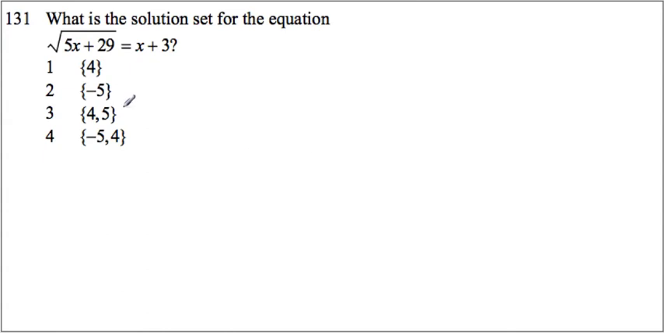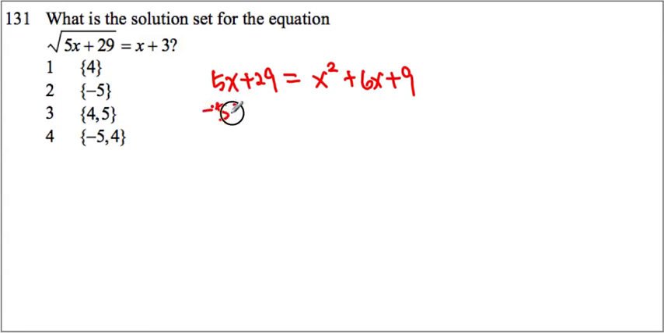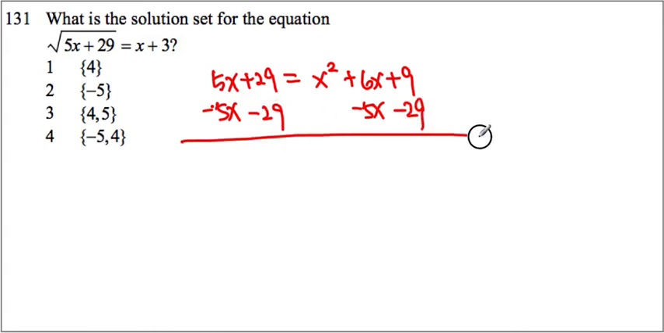Now, number 131. Once again, exactly the same idea. Let us square both sides. Then we get 5x plus 29 on the left side. On the right side, we'll have x squared plus 6x plus 9. Now, by subtracting 5x and by subtracting 29, then 0 on our left side has to be equal to, on the right side, x squared plus x minus 20.